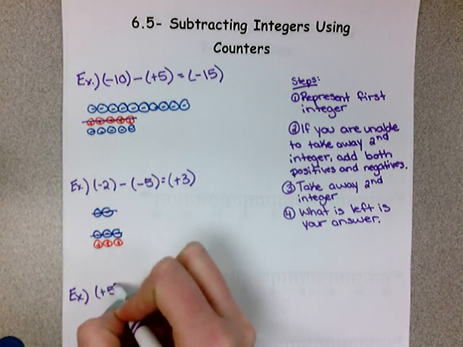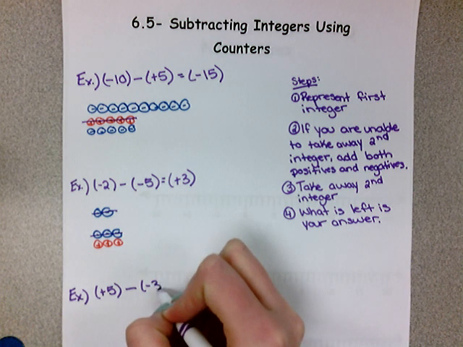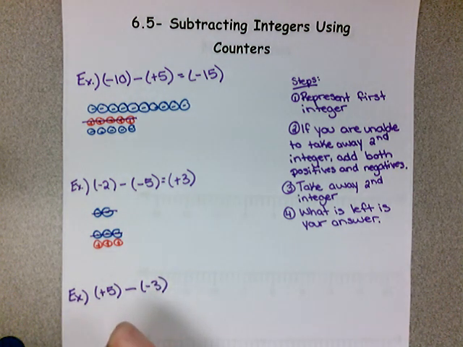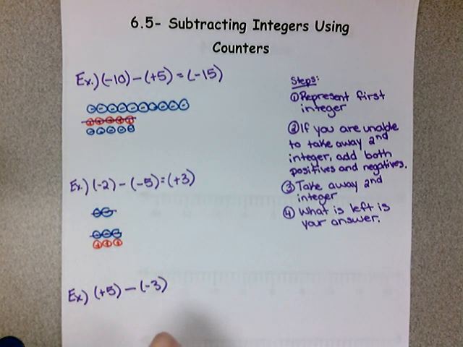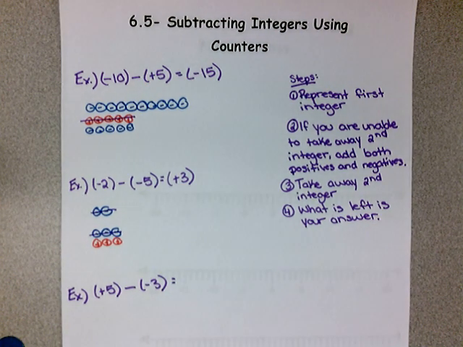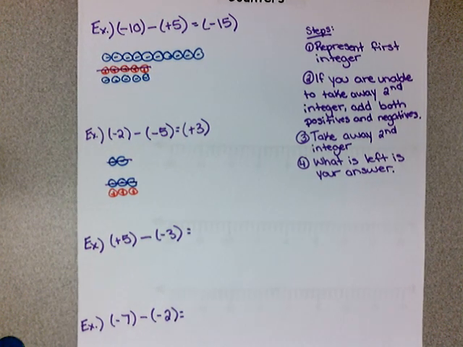All right, try this one out on your own. Positive 5 minus negative 3. Then I'll give you an easy one here. Negative 7 minus negative 2. So pause the video. Work on these two, and once you've got them, come back.